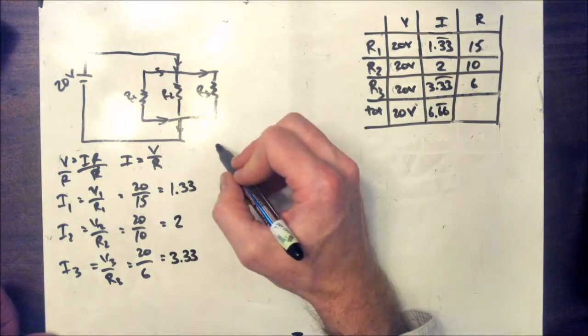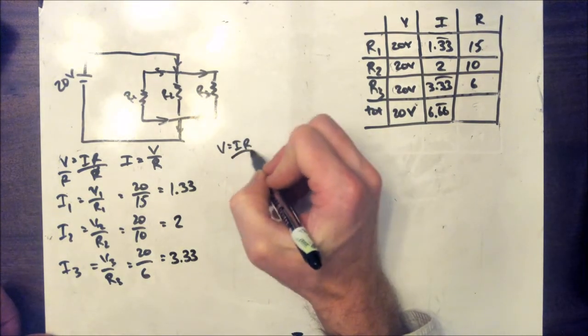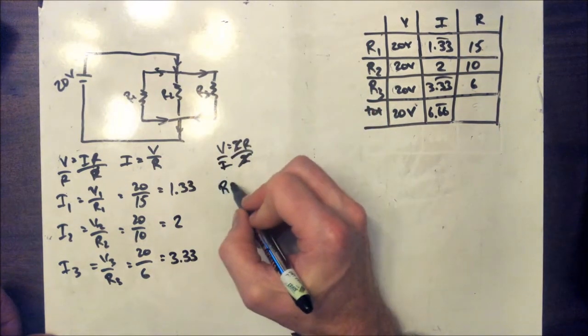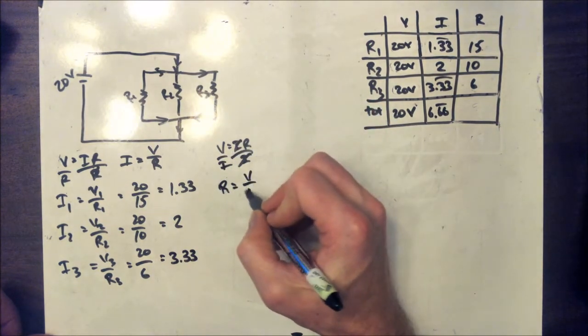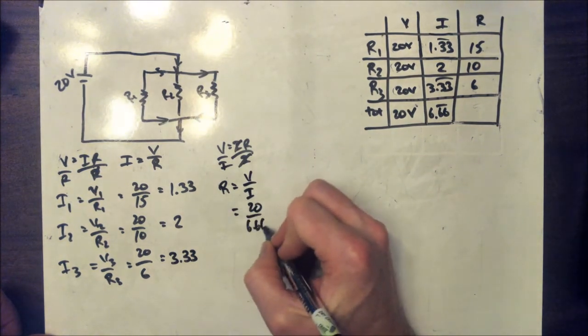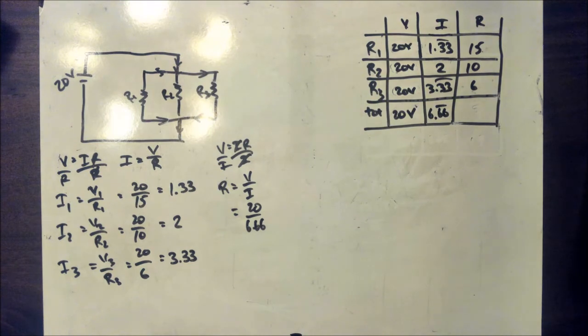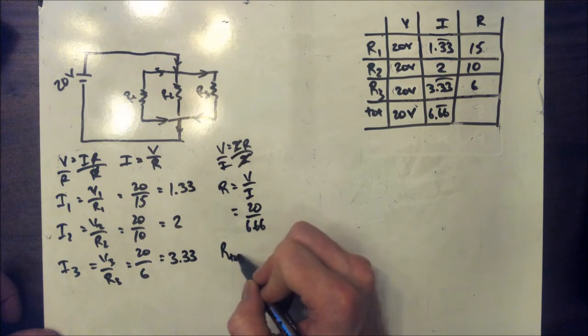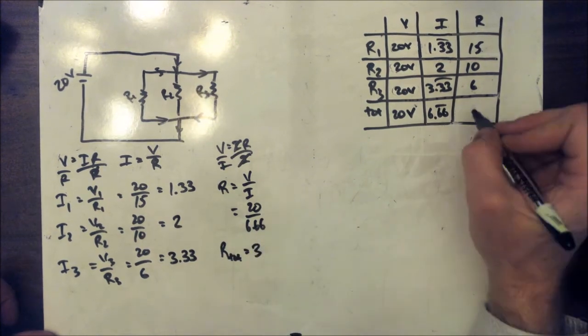Now let's go ahead and use our Ohm's law to solve for the total resistance in the system. Again, V equals IR, but if I divide both sides by I, I can rearrange this so it gives me R. R equals V divided by I, or 20 divided by 6.66, or R of our total of exactly 3.